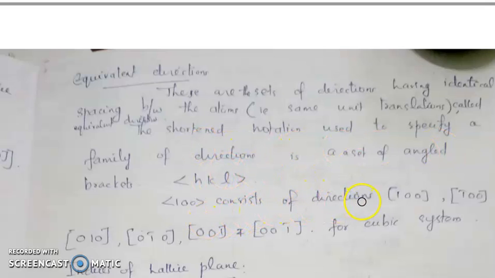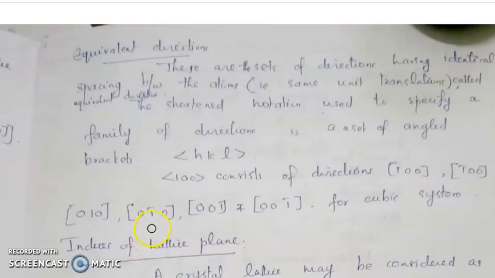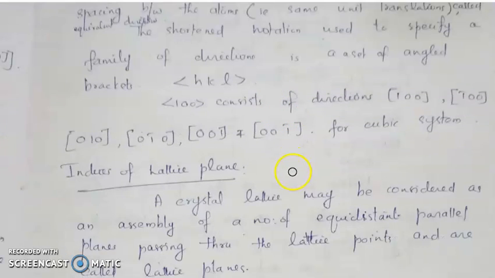So 100 consists of the directions [100], [1 bar 00], [010], [01 bar 0], [001], [001 bar], etc. All these can be put in this family of directions. Then, indices of lattice planes.